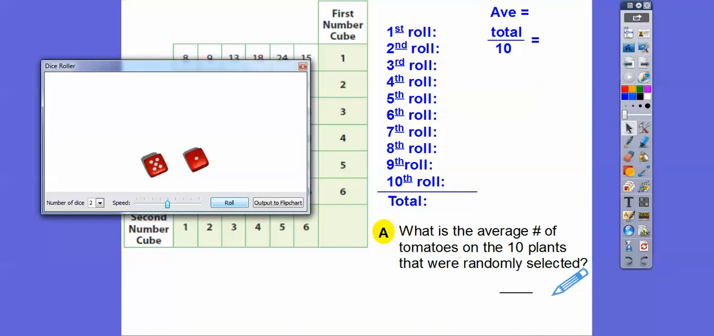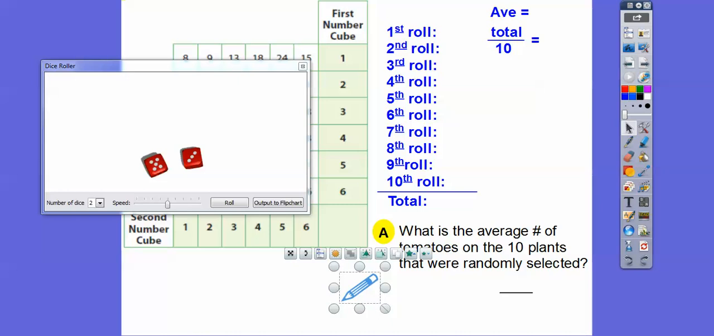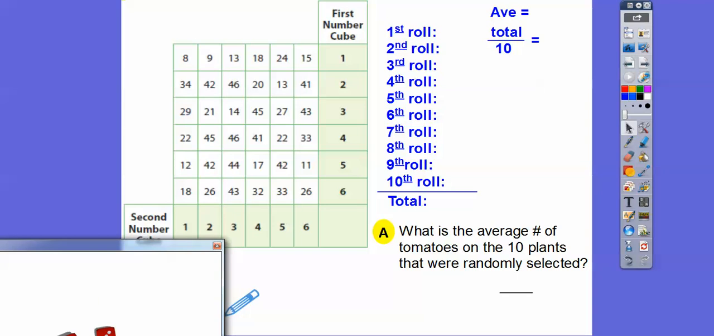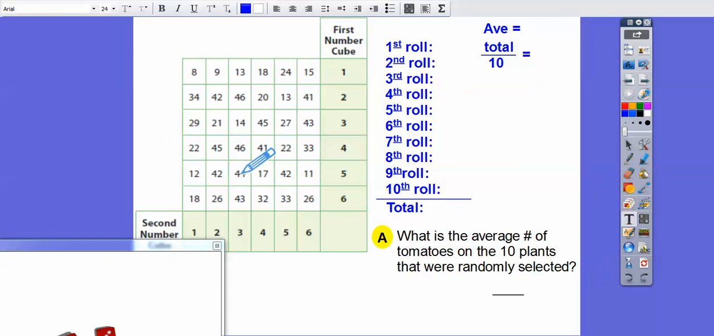So here's roll 1. I see a 5. Whoops, you can't see that right there. I tried to copy and paste that, but it's not letting me. Anyway, right above here there's a 5, and right above here there's a 3. So I'm going to go down to row 5 for the first cube, and then over to 3, I see 44. So on the first roll we have the plant that has 44 on it. So that's going to go right there. I'm going to keep doing this, so patience while I do this.